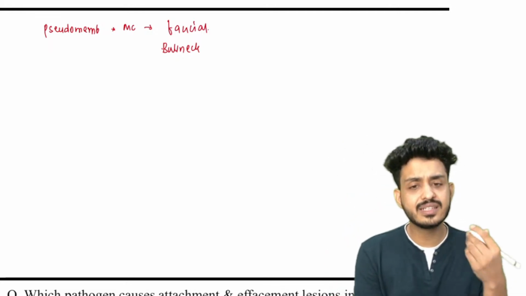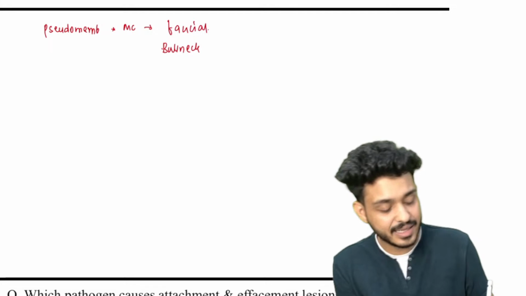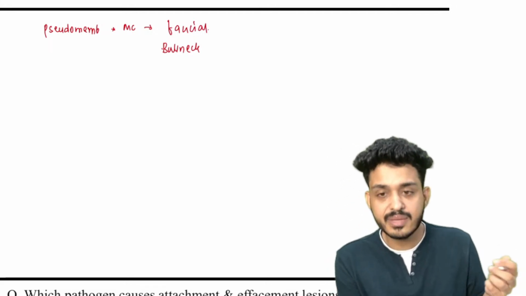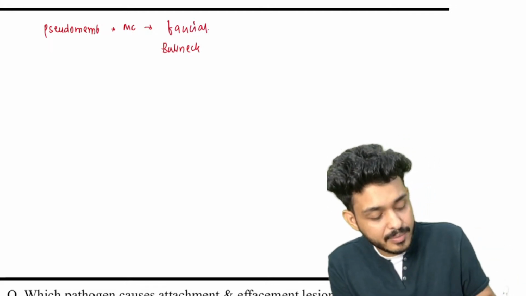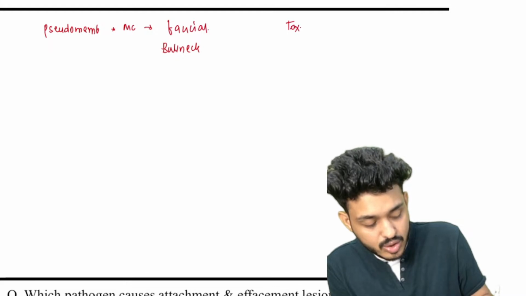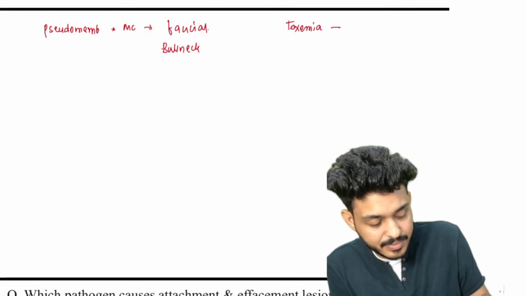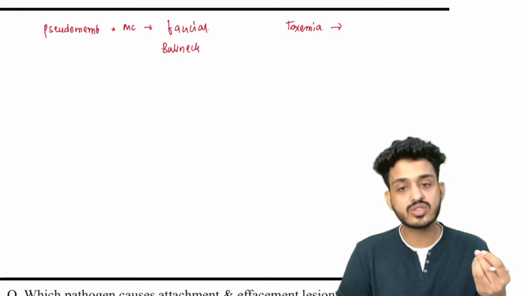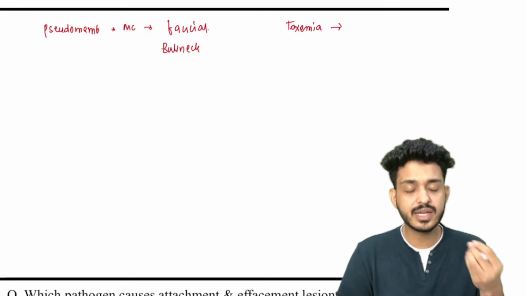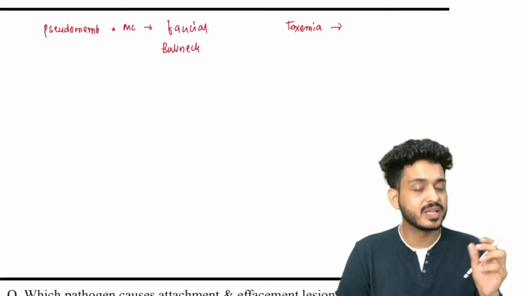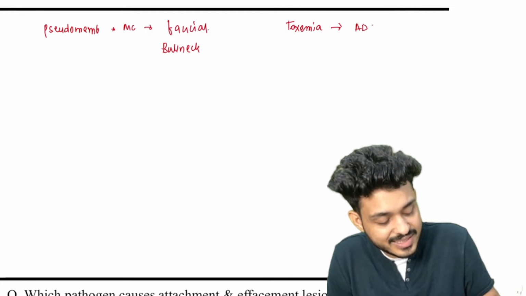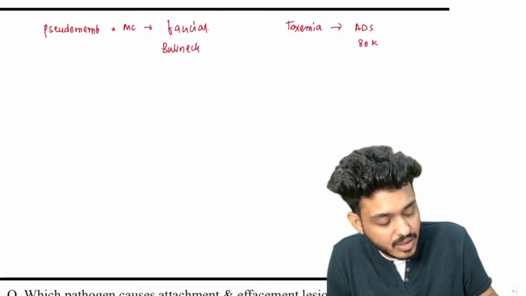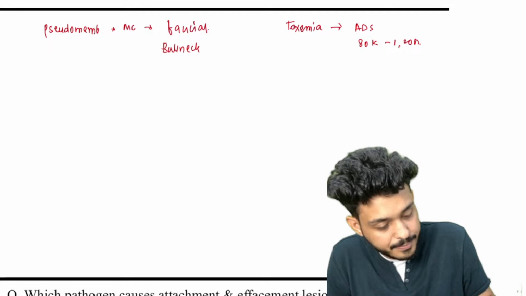Okay, so is it a toxemia or is it a bacteremia? Remember, guys, diphtheria is a toxemia. Whenever we have toxemia, what we can do is give anti-diphtheric serum, and the doses will be 80,000 to 1,20,000.